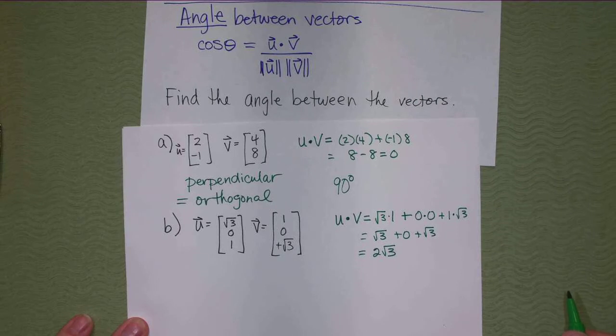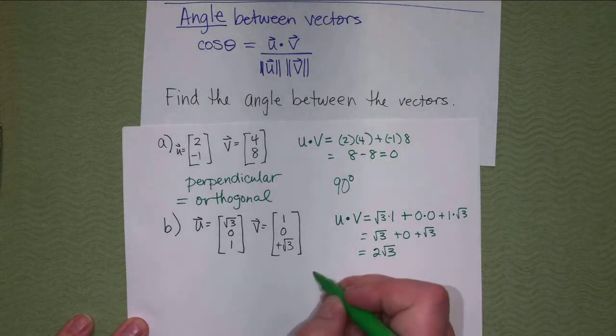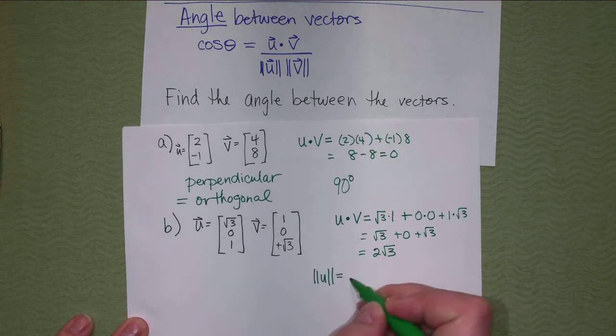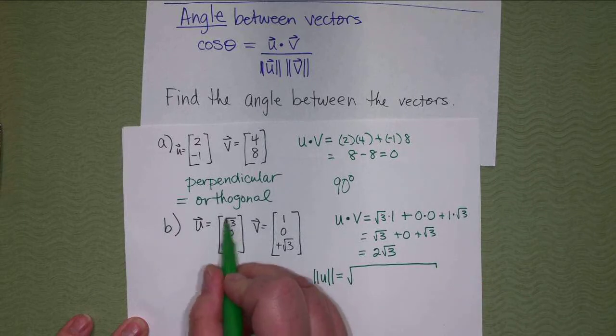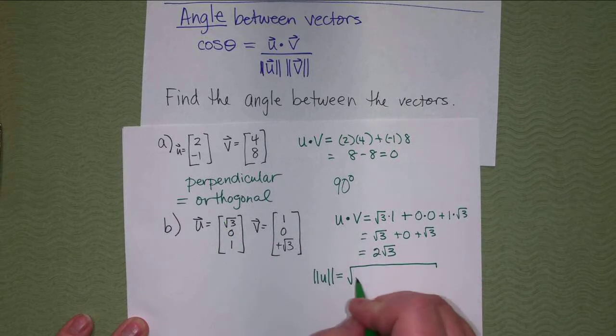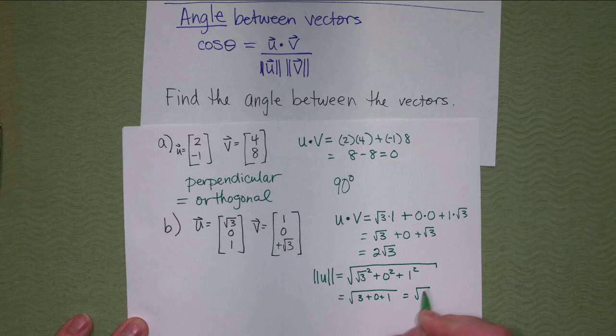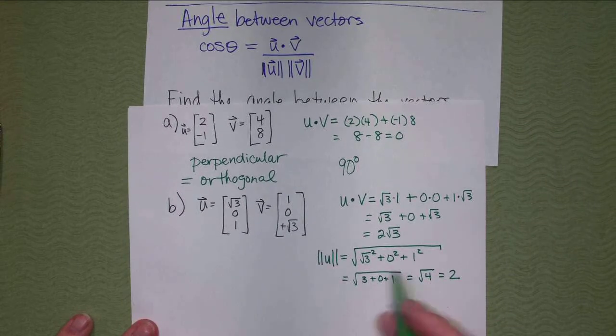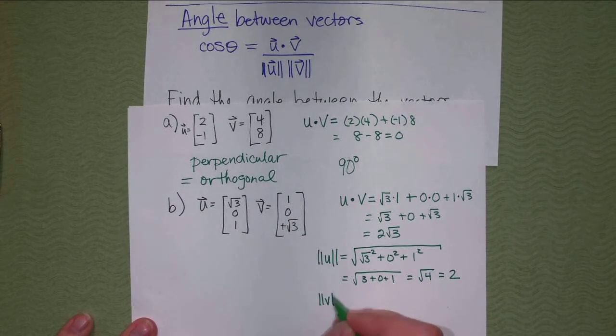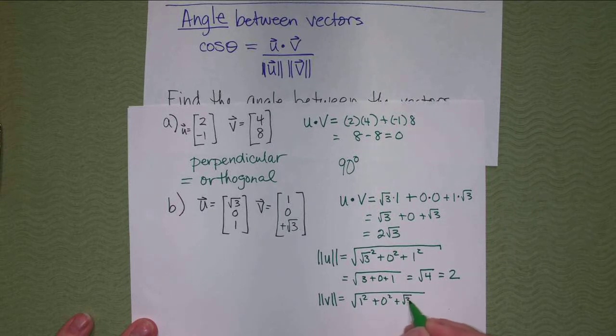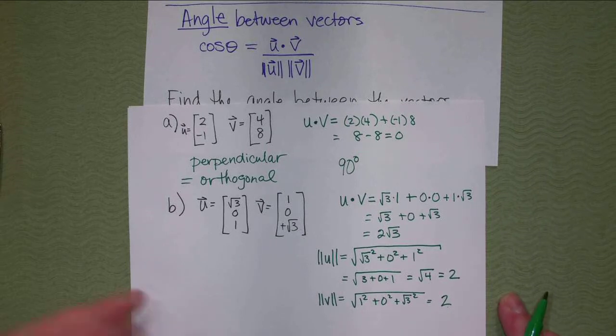Okay. Then it's not 0, so we need to do the lengths of each. The length of U is the square root of each of these squared and added together. So √3 squared plus 0 squared plus 1 squared, 3 plus 0 plus 1, which is 2. And this one's going to be the same, isn't it? It's also the same, the same 3 numbers, just in a different order.